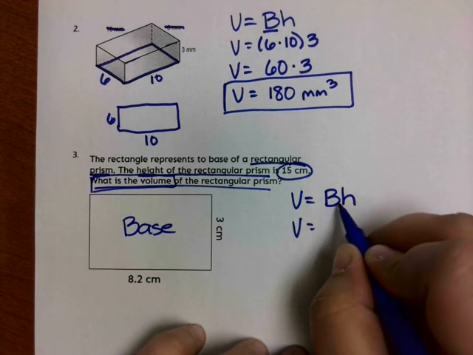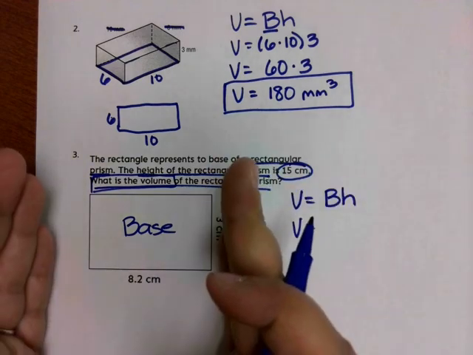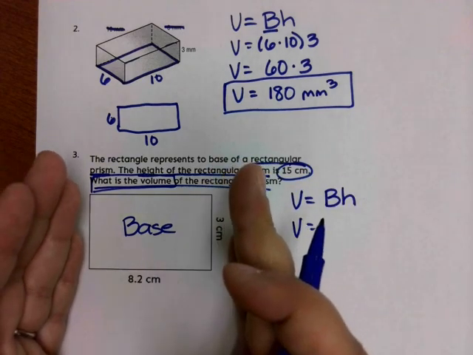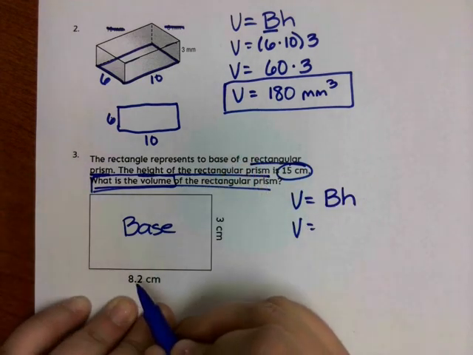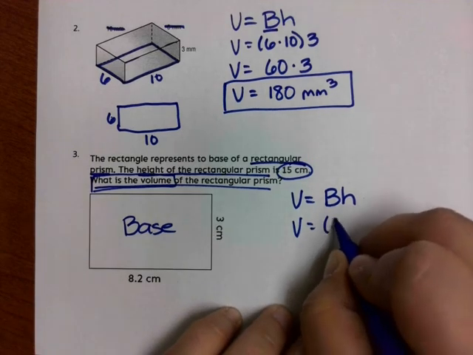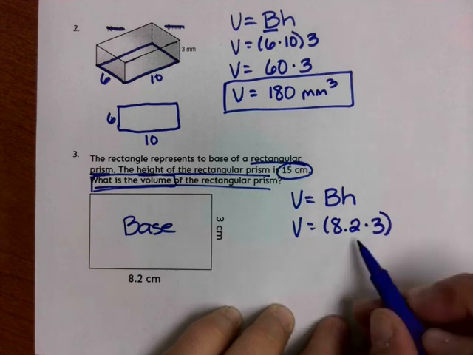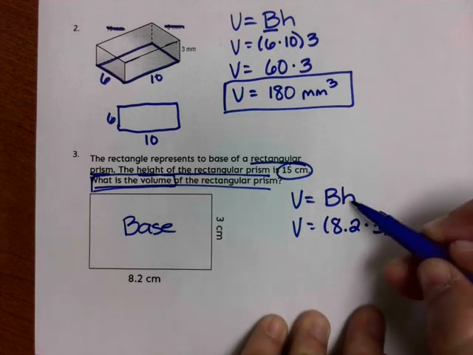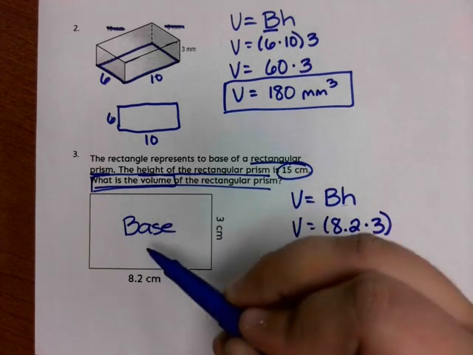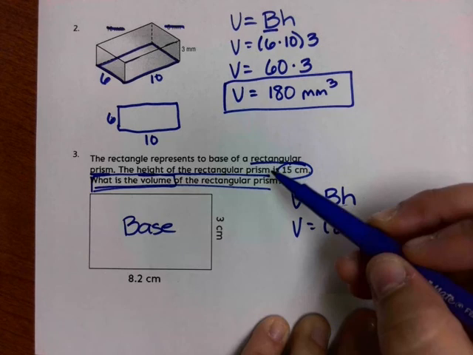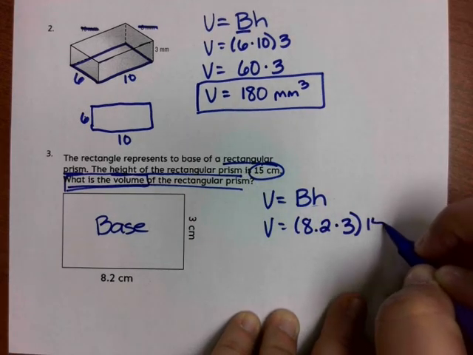Remember that capital B stands for area of the base, so that's where I need to look here. They gave me my base here. So to find the area of this base, I'm going to multiply 8.2 times 3. And then the height of the prism isn't given to me here. The height of the prism was given to me in the word problem, so 15.